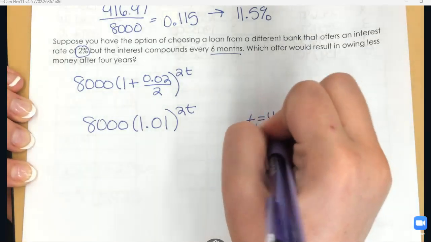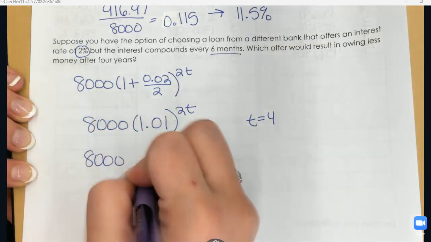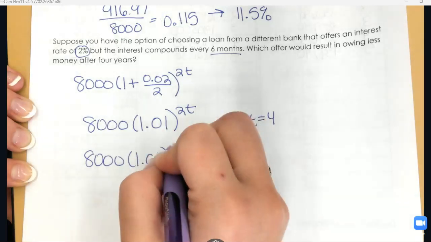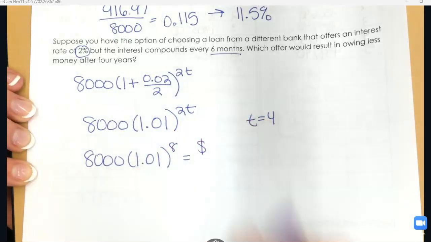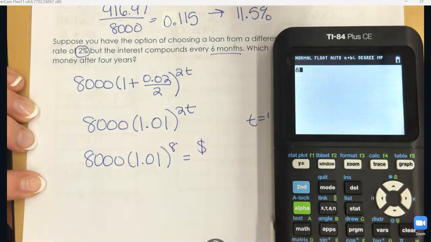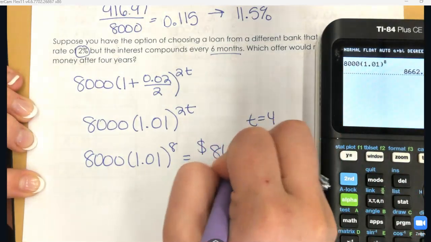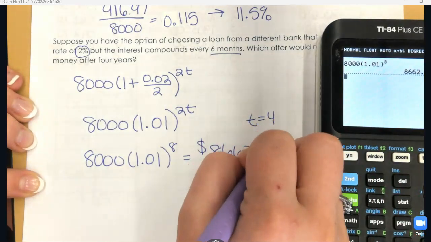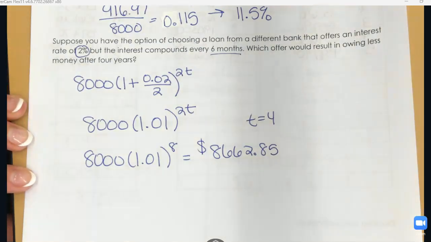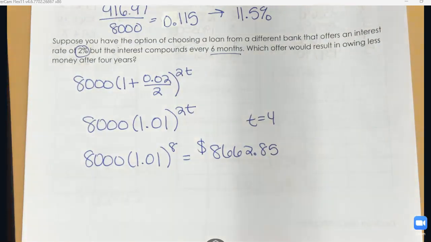After 4 years, I can say 8,000 times 1.01 to the 8th power, and if I round that to the nearest cent, I have about $8,662.85, which is less than the first loan would have given me. So even though this one is compounding more often, that lower interest rate is making a large difference.